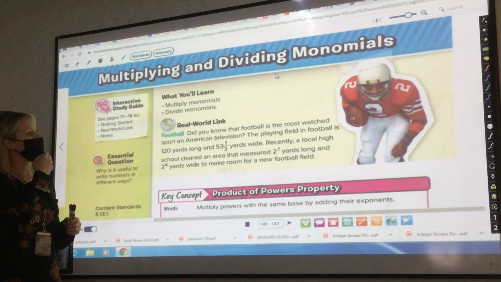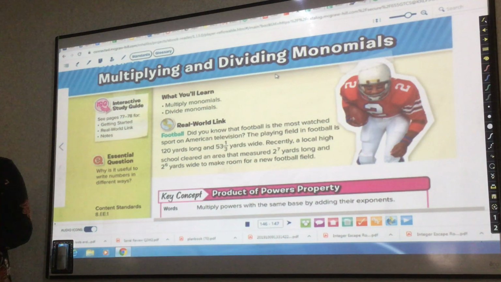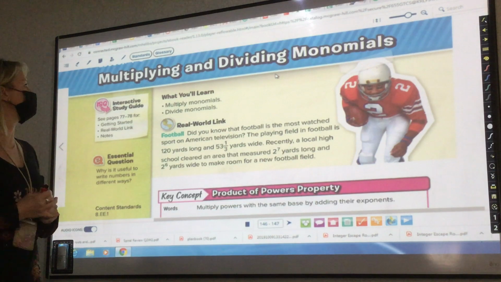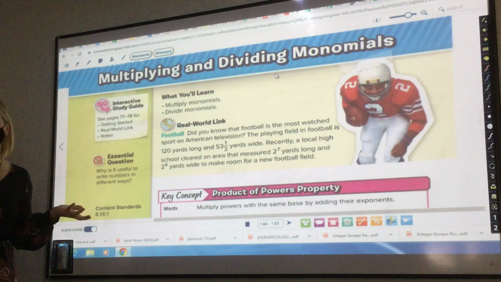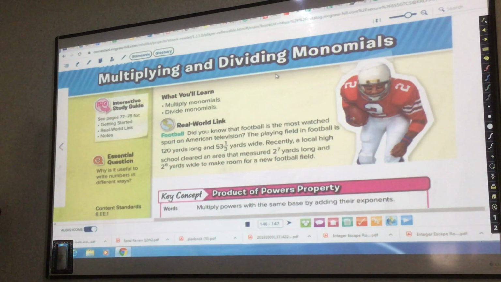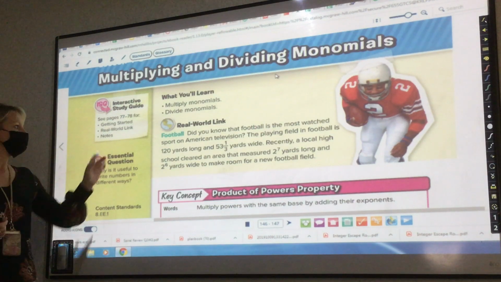This is chapter 4, lesson 3, multiplying and dividing monomials. When you first look at that, it's like, oh my gosh, how do I pronounce that? This must be something that's really kind of hard. But when we figure it out, it's not going to be as difficult as you think.